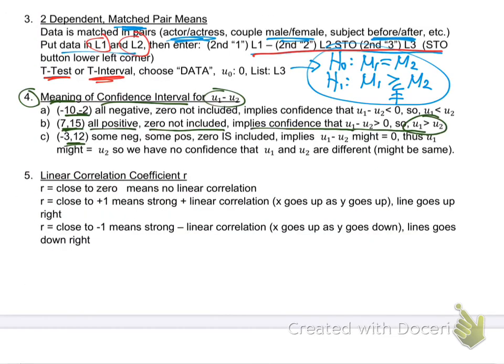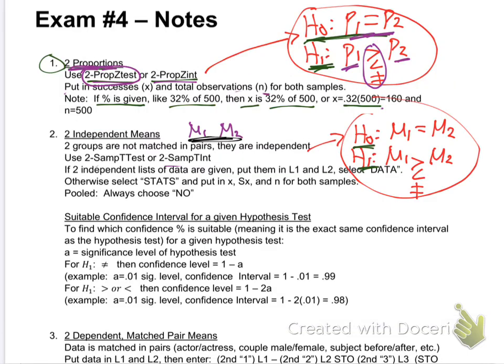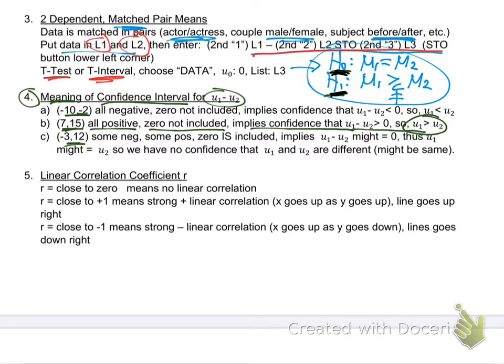Let's go back. Oh yeah, and here's something else good to add to your exam 4 notes. The H0 and the H1, it's the same thing as it is for number 2. You know, mu1 equals mu2, and mu1 is greater, less, or not equal to mu2.